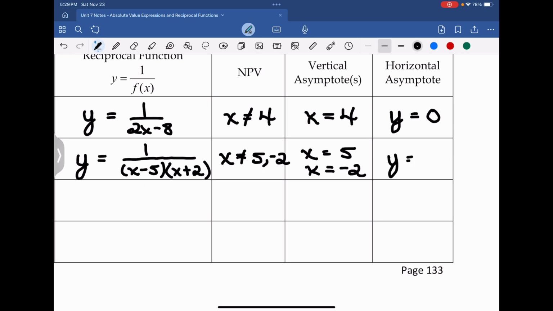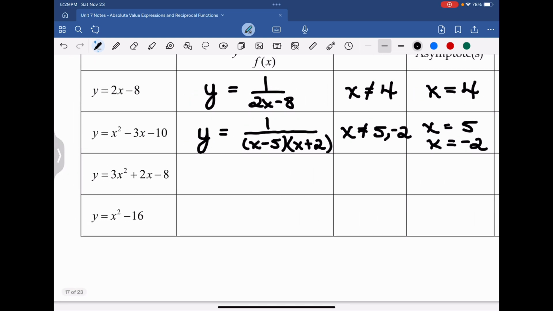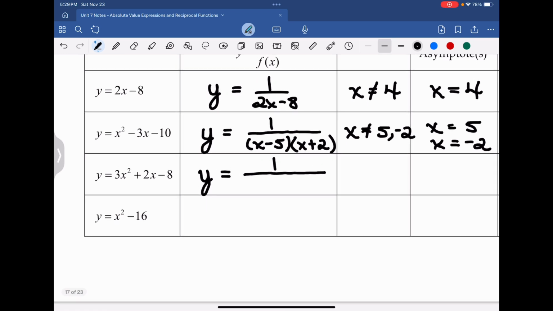In this one, we actually have the same horizontal asymptote, y equals 0. Okay, now let's go down to our next one here. This is going to be y is equal to 1 divided by, well, we actually have to factor this thing. To factor this thing, I don't think it's good to put it in the table. It would take too much space. So what we're going to do is we're just going to factor it below here. That's probably our best option.